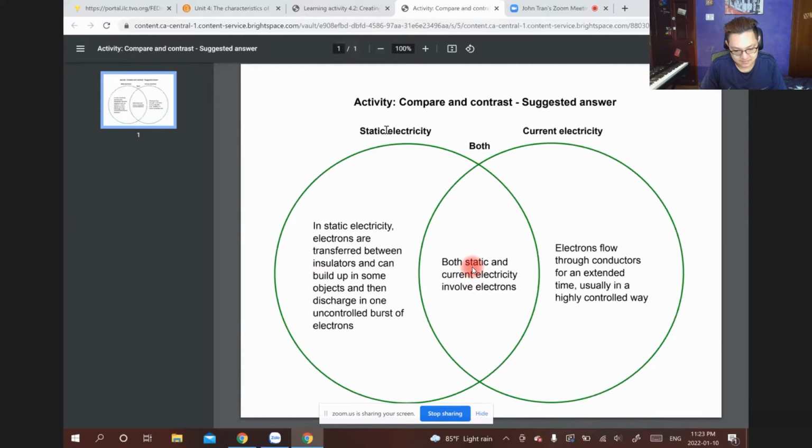Static electricity: electrons are transferred between insulators and can build up in some object and then discharge in one uncontrollable burst of electrons. Current electricity: electrons flow through a conductor for an extended time, usually in a highly controlled way. Both: static and current electricity involve electrons.